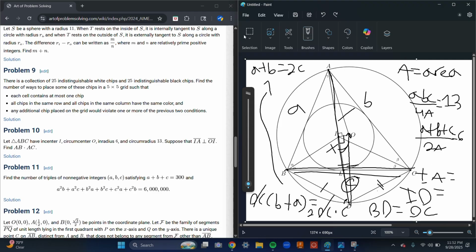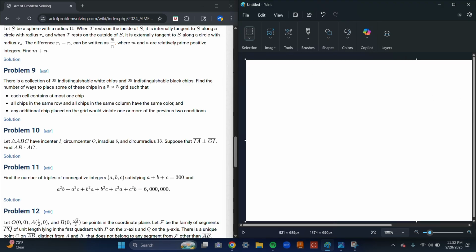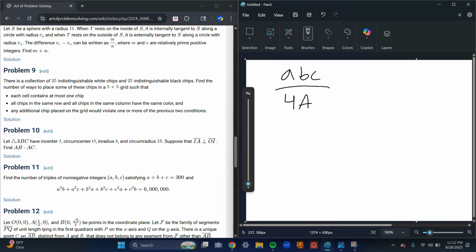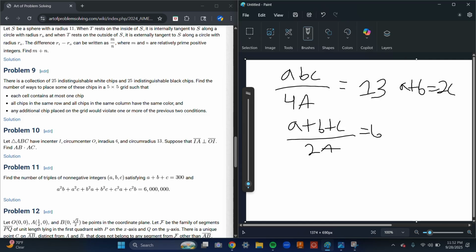So what we want here is the product AB. So let's get rid of all this clutter and only focus on the algebra, right? We want the product AB. So, okay, let's go back. So we have ABC over 4 times some area, which we don't know, is equal to 13. And A plus B plus C over 2A equals 6. Now we know A plus B equals 2C from all the calculations we did. So we can plug that in here, right? So we have 3C is equal to 12A. So now we can solve for C, right? So that means that C is equal to 4A itself.